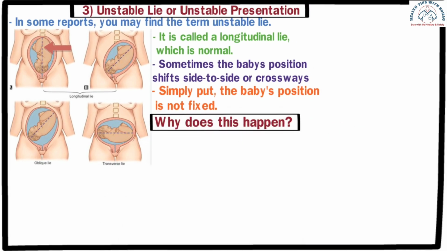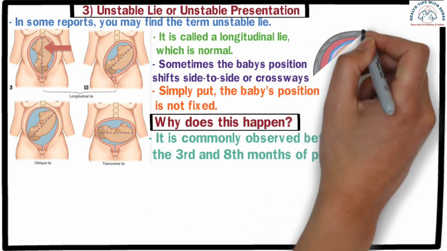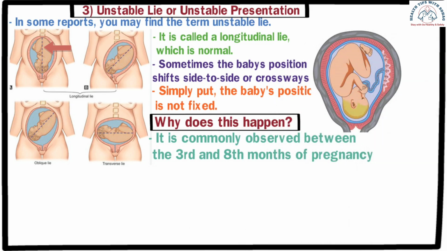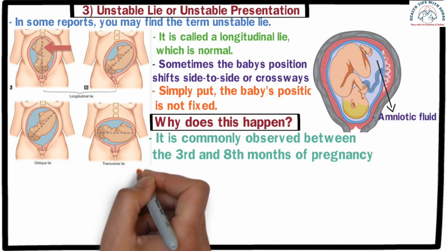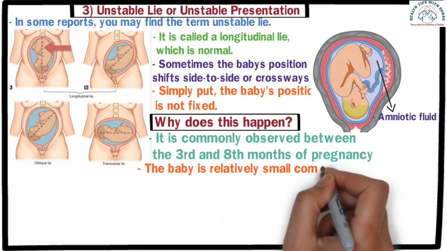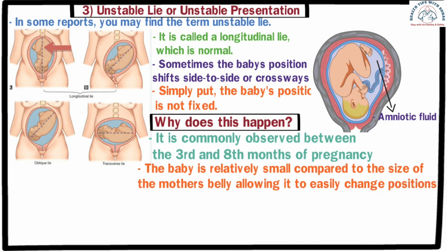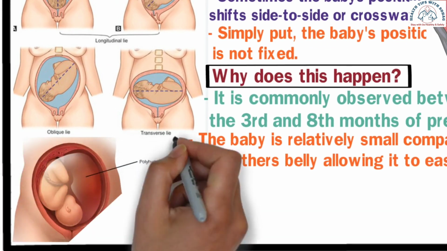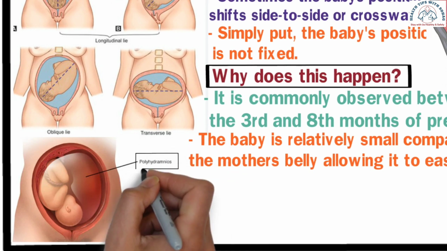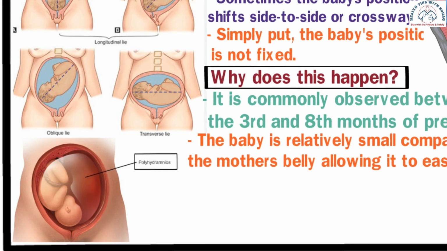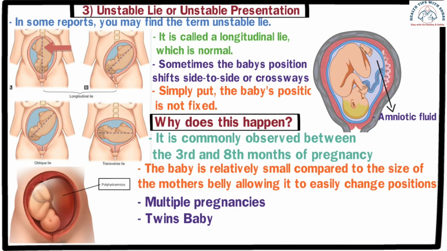Why does this happen? It is commonly observed between the 3rd to 8th month of pregnancy because during this time the baby floats in a fluid-filled sac with amniotic fluid or liquor. Between the 3rd to 8th month, the baby is relatively small compared to the size of the mother's belly, allowing it to easily change position. Additionally, this can occur in mothers who have an excess amount of amniotic fluid, a condition known in medical terms as polyhydramnios. This condition can also occur in the case of multiple pregnancy or when carrying twins.